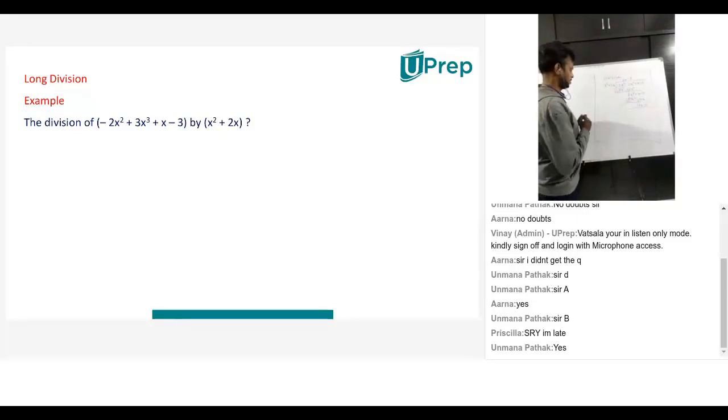So my 3x minus 8 is nothing but the quotient. This is the quotient. And the remainder is 17x minus 3. This is coming from the idea. Let me explain how this is coming anyways.